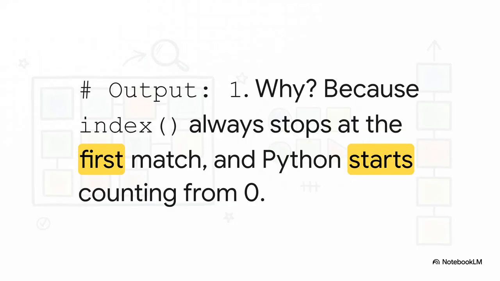Now, you might be wondering, why 1 and not 3, where that second banana is? Well, that's because index always stops at the very first match it finds. And, of course, you've got to remember, Python starts counting from 0. So apple is at index 0, which makes our first banana right there at index 1.